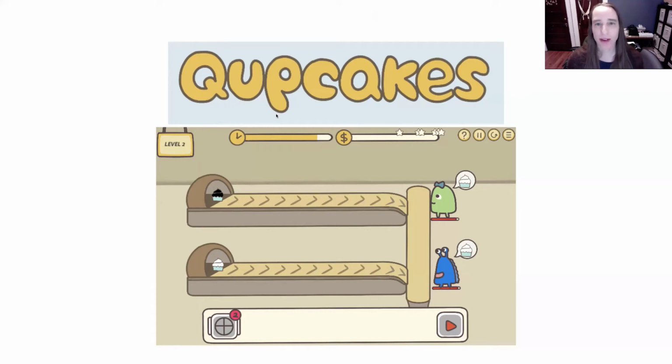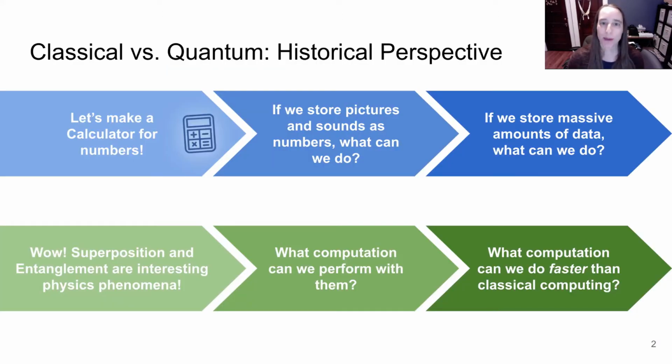Hi, you might be wondering, what does the game you just played have to do with quantum computing? Well, I'm here to tell you. If we look at this from a historical perspective, classical computing and quantum computing are very different, which is why the computers themselves are very different.